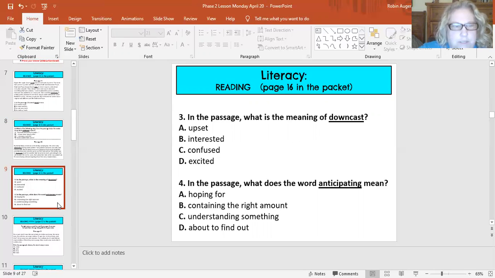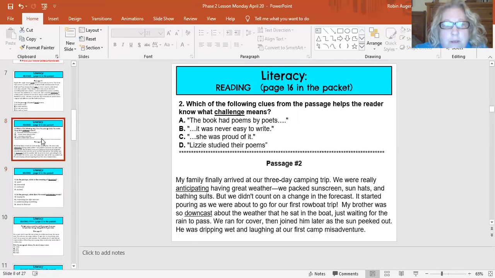Let's go back to the text here. Let's just check that, because that's what we should do when we're not exactly sure. My family finally arrived at our 3-day camping trip. We were really anticipating having great weather. We packed sunscreen, sun hats, and bathing suits, and we didn't count on a change in the forecast. Okay.